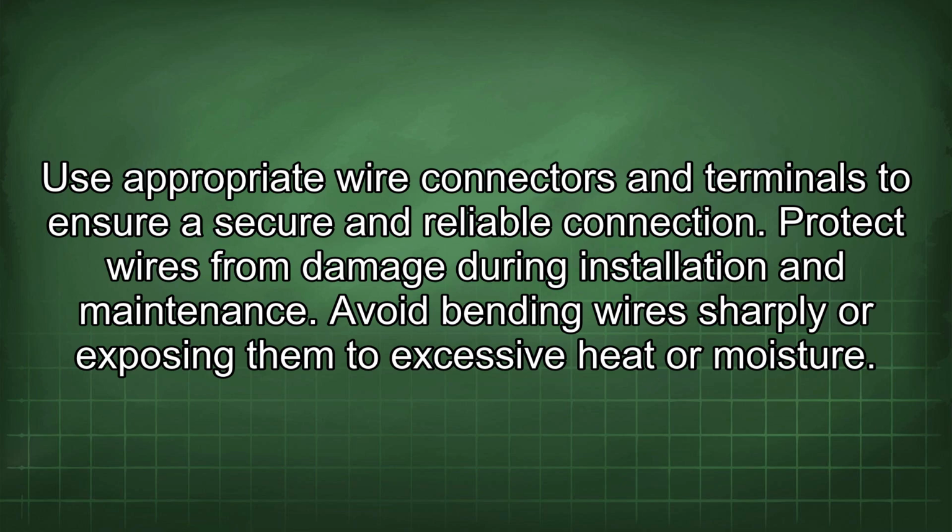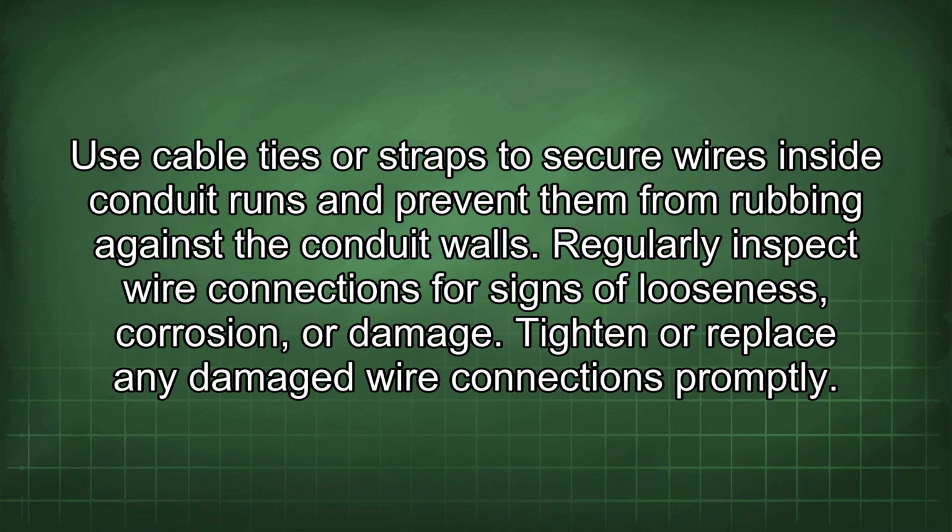Protect wires from damage during installation and maintenance. Avoid bending wires sharply or exposing them to excessive heat or moisture. Use cable ties or straps to secure wires inside conduit runs and prevent them from rubbing against the conduit walls. Regularly inspect wire connections for signs of looseness, corrosion, or damage. Tighten or replace any damaged wire connections promptly.